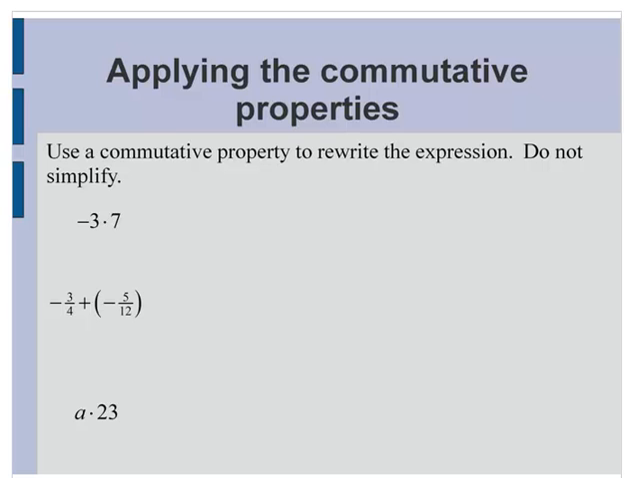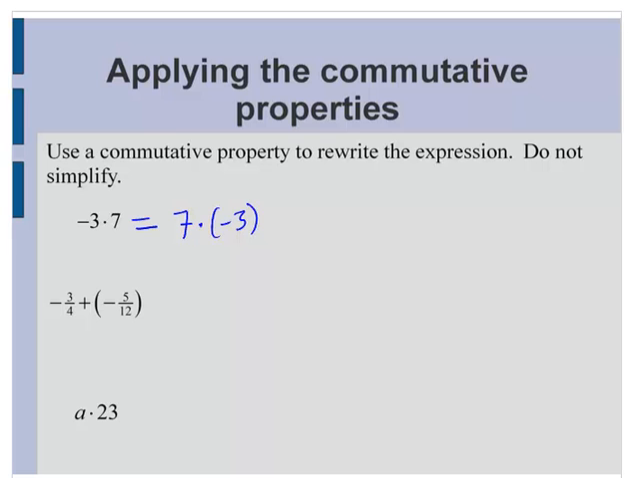So how can we apply the commutative property? This exercise asks us to use a commutative property to rewrite the expression. Do not simplify. So for example, -3 times 7 is the same as 7 times -3. Again, it says do not simplify, so we will leave it as is.